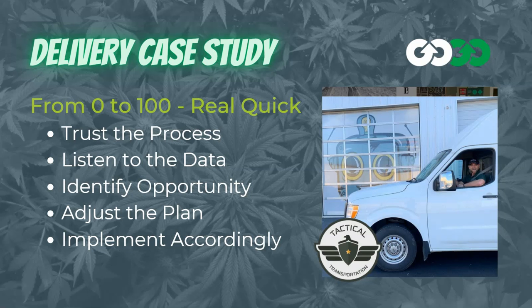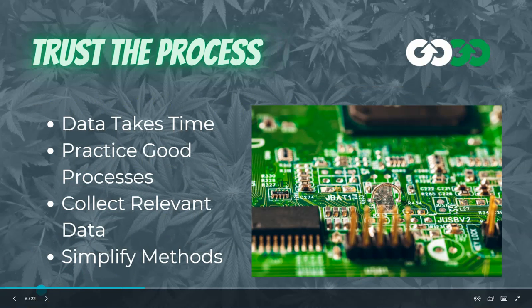And so what we did is we started with some basic steps that I'm going to outline today, and hopefully at the end of this case study, we will have imparted some knowledge, but we'll also go over some other more real world type scenarios, and then at the end of the case study, I will disclose where the company stands today. So the 5 points that we've outlined are trust the process, listen to the data, identify opportunity, adjust the plan, and implement accordingly. And so we're going to start with the first step here, which is trust the process.